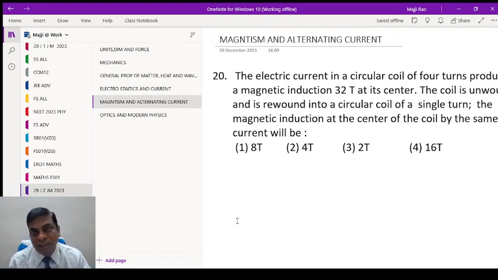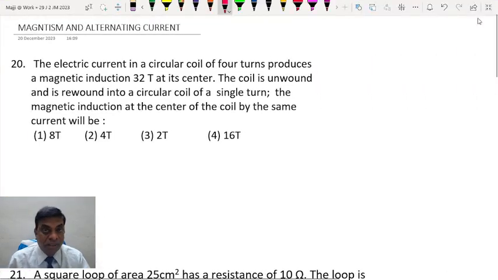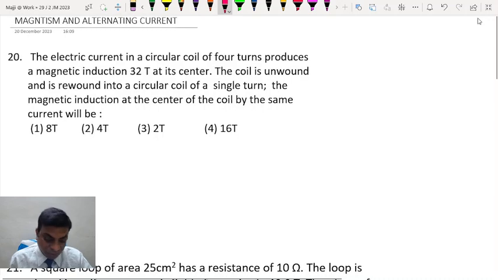This time I will be discussing questions from magnetism and alternating current which were asked in the second shift of 29 January 2023 JEE Mains. So let us discuss them one by one. Here comes the first question.